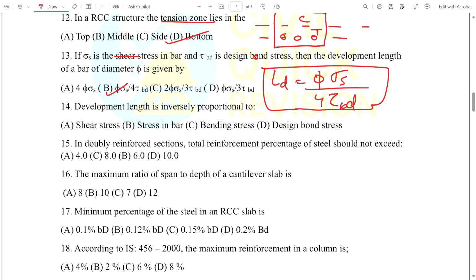Okay, now question number 14. Development length is inversely proportional to what? You can see from the above formula it is inversely proportional to the design bond stress. This one, option D is the correct one.